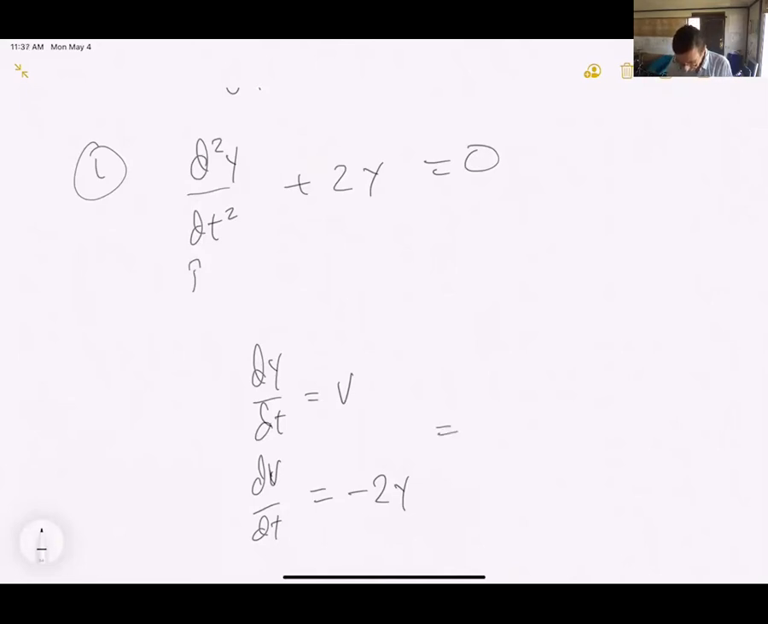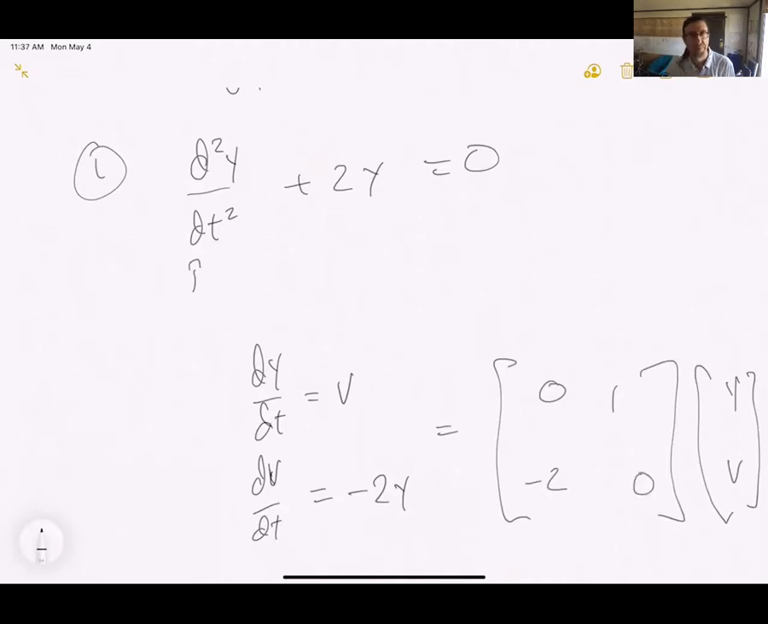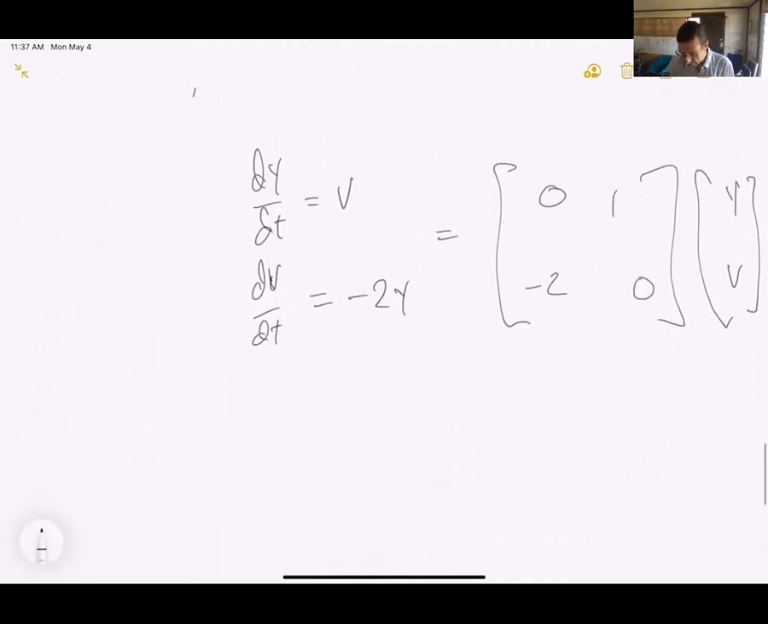And we can write this as a matrix. This is the matrix 0, 1, minus 2, 0. Okay, easy enough. Characteristic polynomial: we have lambda squared minus negative 2 equals 0. So lambda equals plus or minus root 2i. All right, who remembers what to do when you have an imaginary eigenvalue?